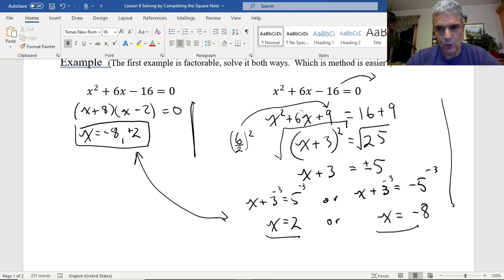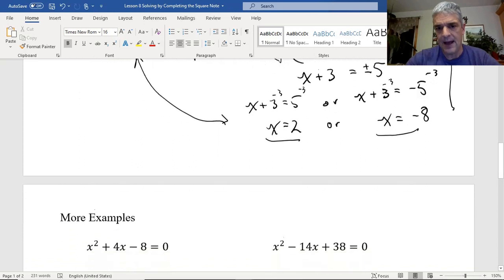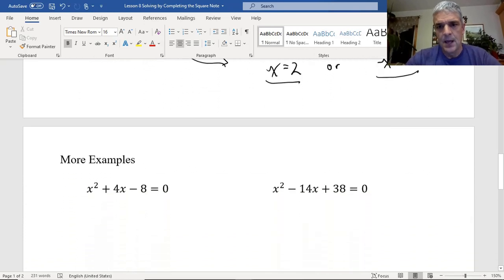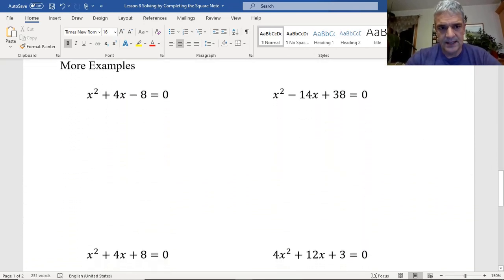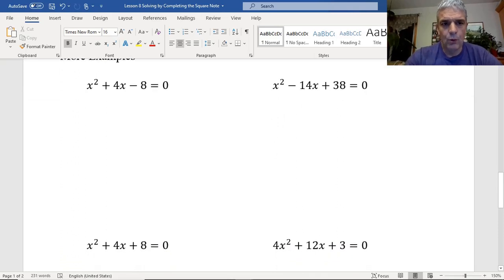is completing the square. So let's look at some examples where we cannot factor it, and we can check that we cannot factor them first, okay? So let's go through a few of these examples, and we'll go from here.